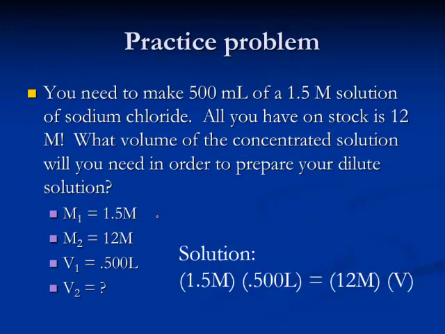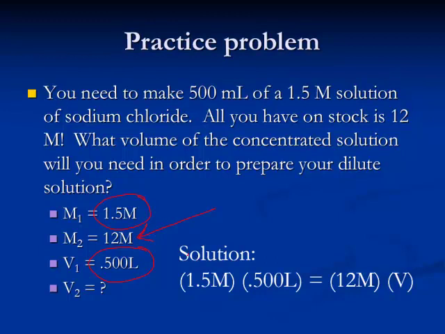Alright, you need to make 500 milliliters of a 1.5 molar solution of sodium chloride. But all you have in stock is a 12 molar solution. So how much of the concentrated solution will you need in order to prepare this dilute solution? Alright, so the most important thing to do is to organize all the information. They want you to make a 1.5 molar solution, and they want that 1.5 molar solution to be 0.5 liters, 500 milliliters. But in your stock, all you have is 12 molar.